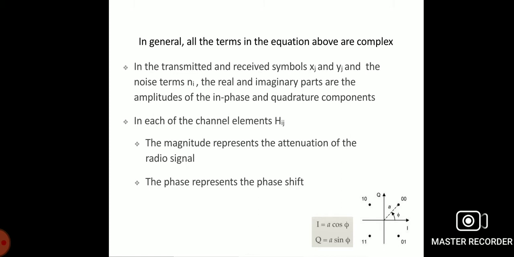This is the receiver side or transmitter side. Both are equal to a real and imaginary part. One part is the real part, the in-phase, and the imaginary part is the quadrature phase component. So for each channel element, denoted as hij, the magnitude represents the attenuation of the radio signals. The phase represents the phase shift, that is, I is equal to alpha cos theta, and the quadrature phase shift is equal to alpha sin theta. So it can be considered to estimate the constellation diagram.